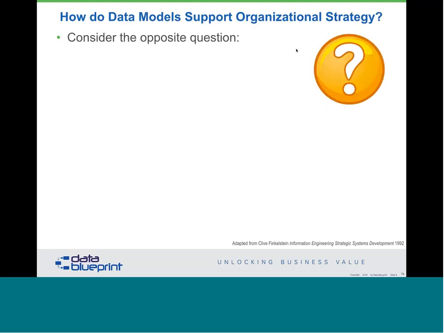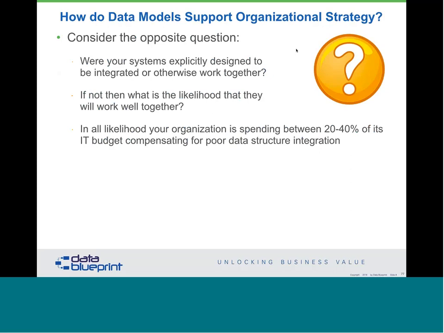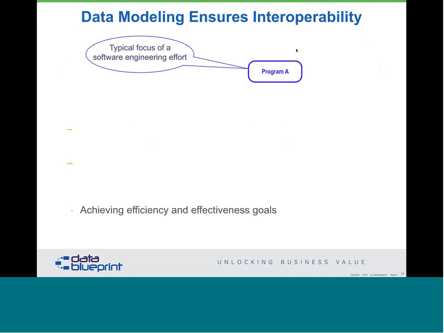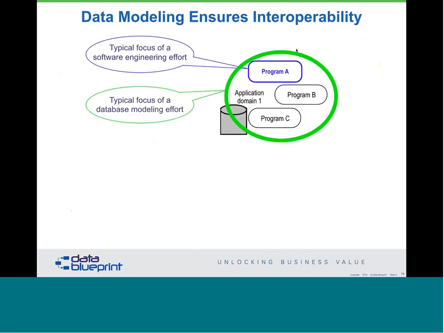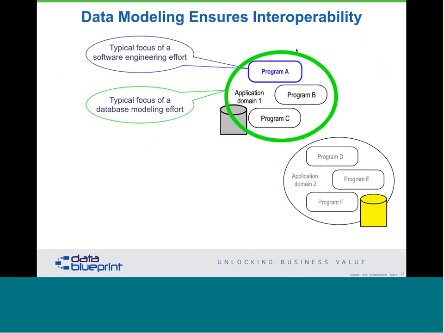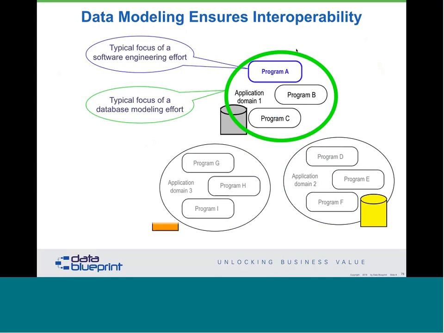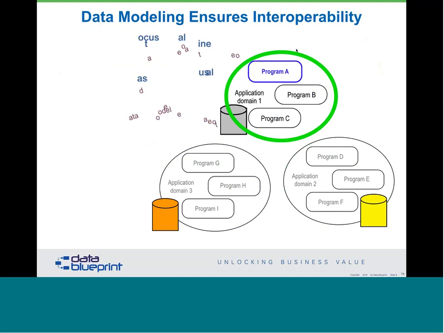Remember, if our systems weren't explicitly designed to work together, the chances that they will just happen to work together are slim and none. Data modeling helps to ensure the interoperability of organizations. A software engineering effort is going to be focused on a program. A database effort is going to be focused on a series of programs, a family, if you will, of programs that are working in there. But who keeps track of what's going on in the yellow database and the orange database? And the answer is usually nobody.